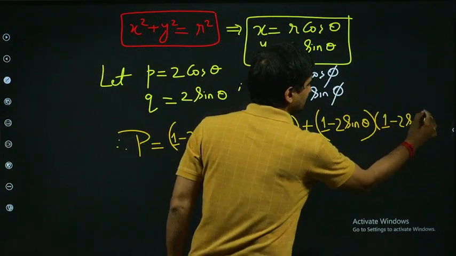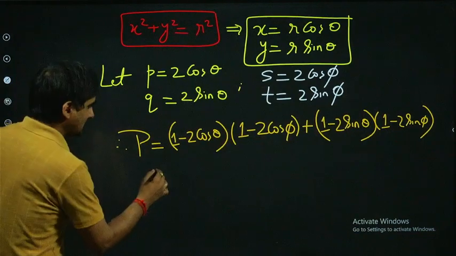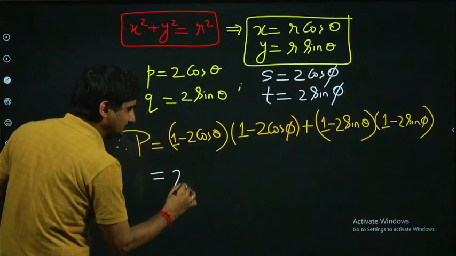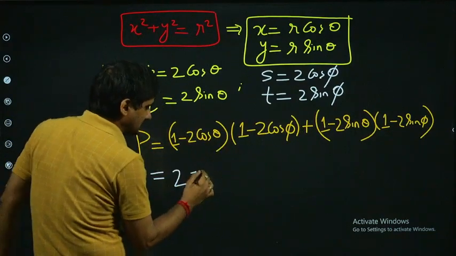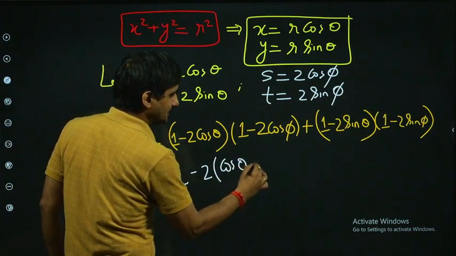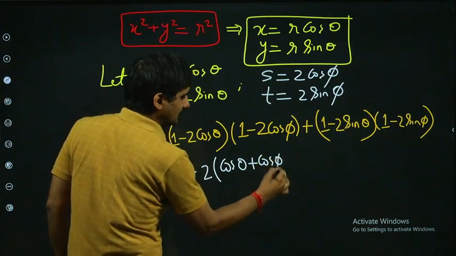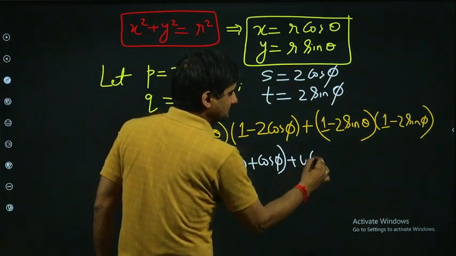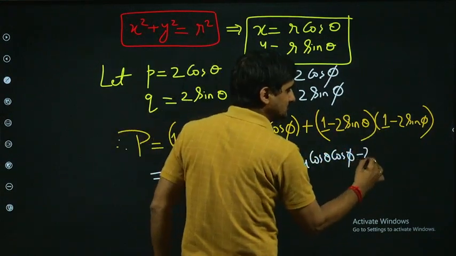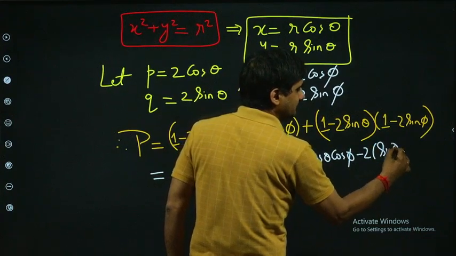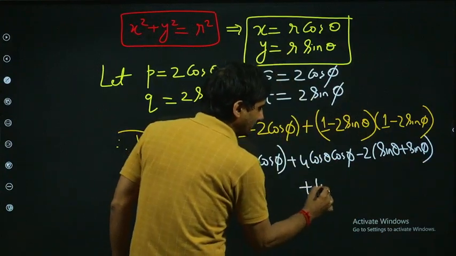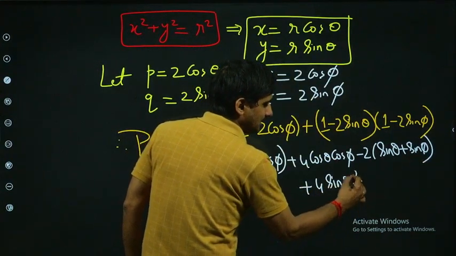Just open this expression, children. When you open it, what will you get? 1 and 1, there is 2, minus 2 cos. So I will take minus 2 common, which is cos theta plus cos phi, plus 4 cos theta cos phi. Here it will be minus 2 common, sin theta plus sin phi, and then plus 4 sin theta sin phi.